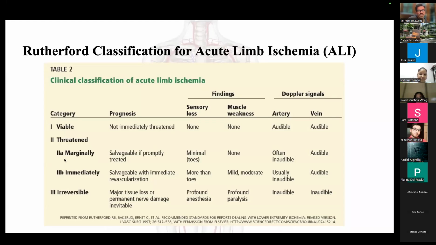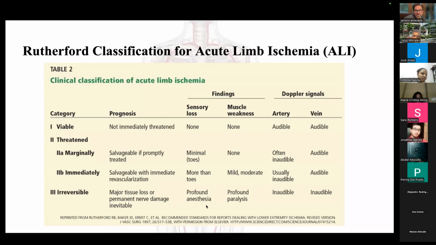Type 2, you've got a type 2A, which is marginal, and a type 2B, which is immediate. The type A is still salvageable. You often have an inaudible arterial signal, but you can have an audible venous signal. A type 2B may still be salvageable, but mostly there's loss of sensation in the toes. There's mild to moderate weakness, and you can still hear a venous flow, but you can't hear an arterial flow. A class 3 acute limb ischemia, there's major tissue loss and permanent nerve damage.